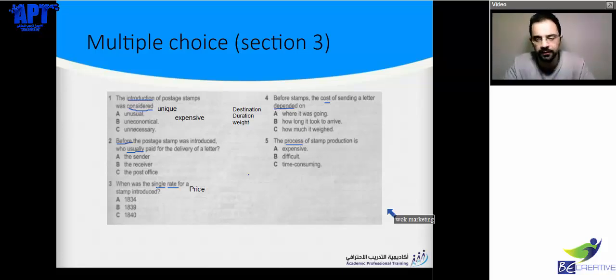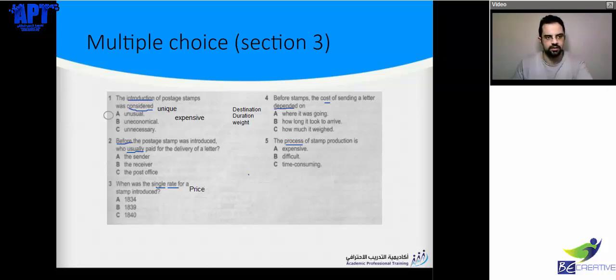As you can see, it's very easy once you understand what each question is talking about and exactly what the speakers are referring to, or what the speakers mean with their conversation. So let's just quickly check the answers. So the introduction of postage stamps was considered novel. Novel was the key word here. Novel means unique, a novel idea.